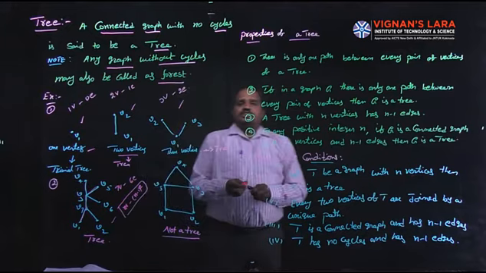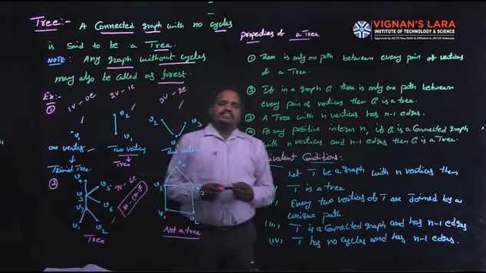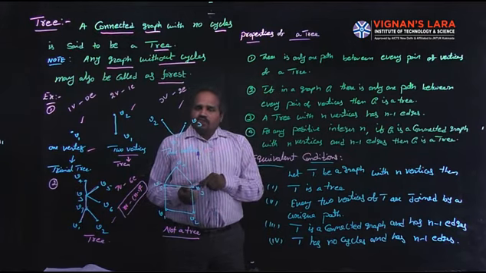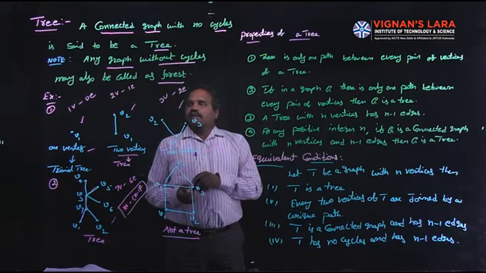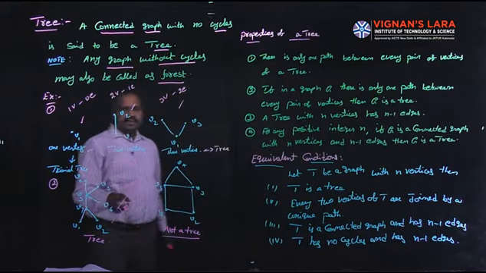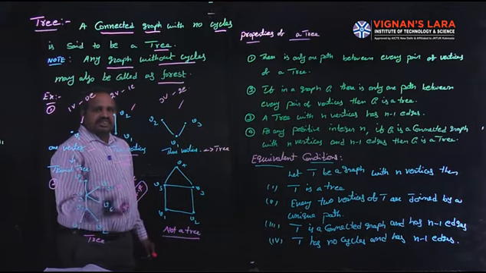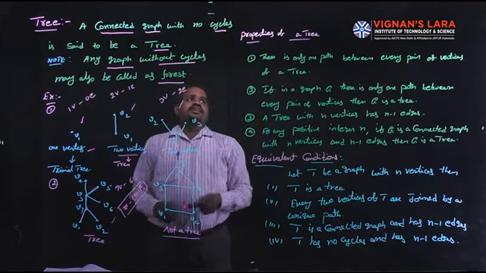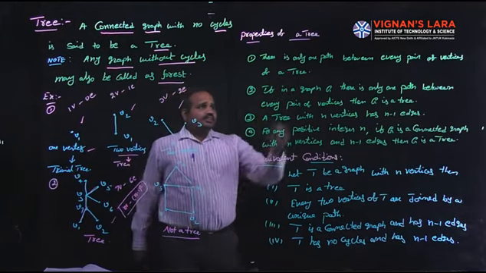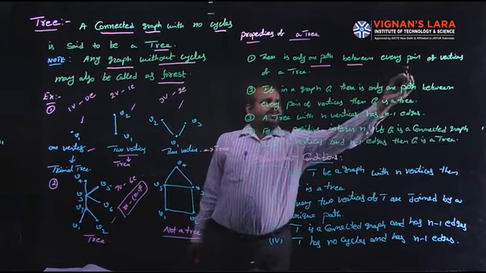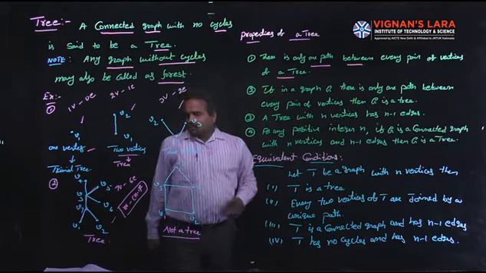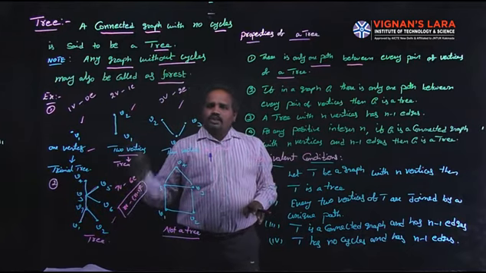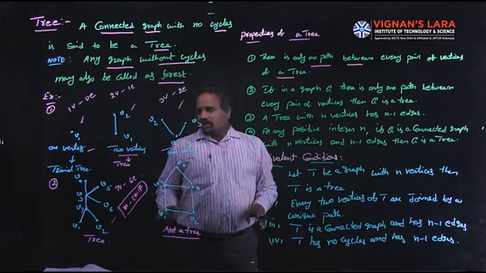A graph is said to be a tree if the graph is a connected graph with no cycles. That is called a tree. And one more important point is, if a tree has n vertices, it has n minus 1 edges. Those are all properties of the tree. So what are the properties? There is only one path between every pair of vertices of a tree. If you take any pair of vertices in a tree, there is only one route existing, no other routes.